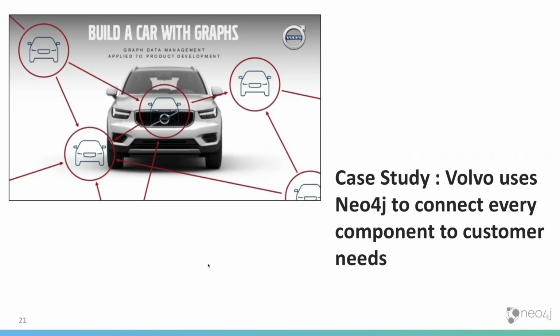So first there's Volvo. Volvo uses Neo4j to understand the connections between every component in their vehicles and how that maps to a customer need. So not just viewing the BOM for the sake of being a BOM or for meeting particular engineering metrics, but really understanding how everything in the vehicle meets a particular customer need, which is quite an interesting use case, and I think probably involves quite a lot of highly connected data.